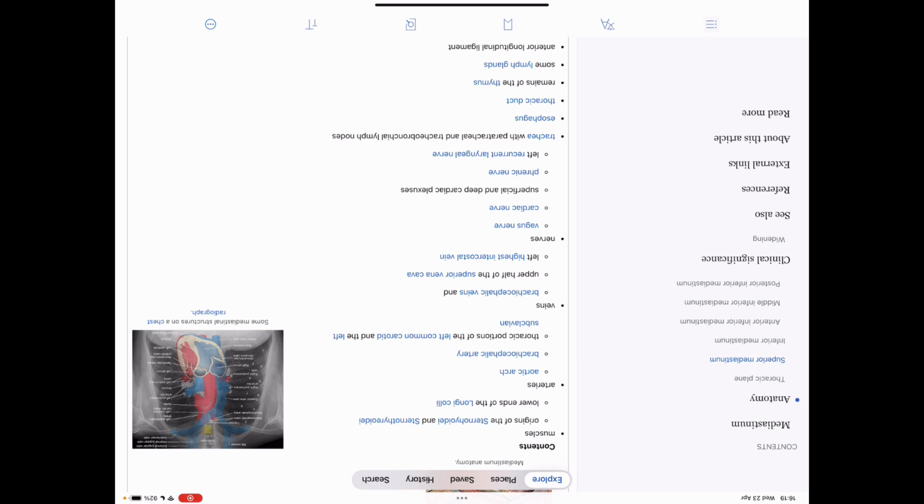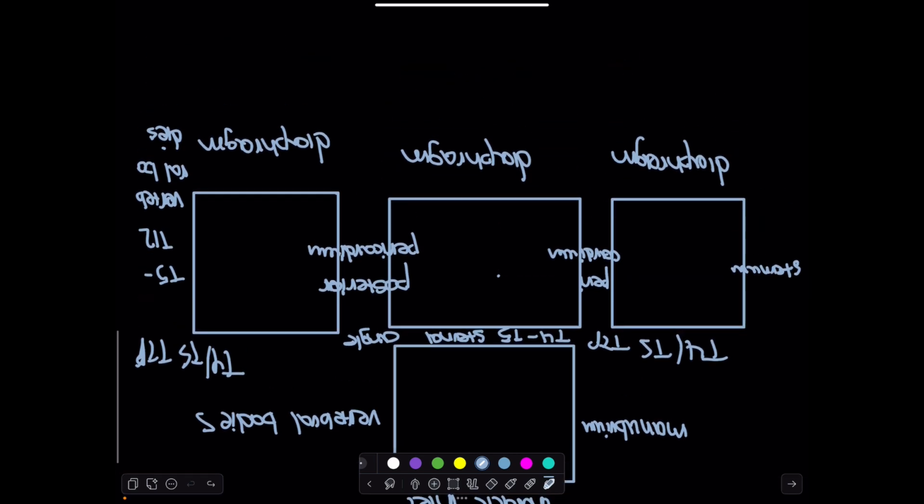Posterior mediastinum contains the descending thoracic aorta, esophagus, azygos and hemiazygos veins, thoracic duct, sympathetic chains, and vagus nerves, crucial for systemic circulation, digestion, lymphatic drainage, and autonomic function.